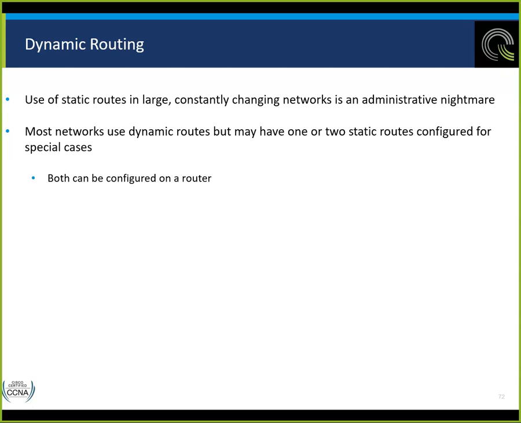Most networks use dynamic routes but may have one or two static routes configured for special cases. Both can be configured on a router. There are a couple of things we have to pay attention to, but the big one is the administrative distance. If we have a conflict, the administrative distance dictates that the static route is going to be used first. We talk about the longest prefix.